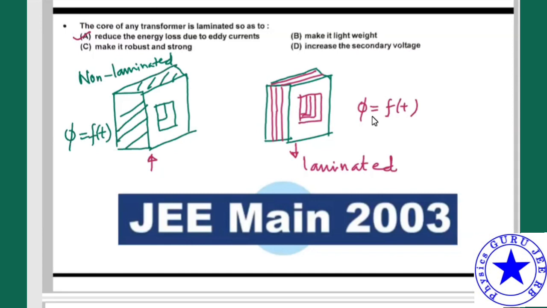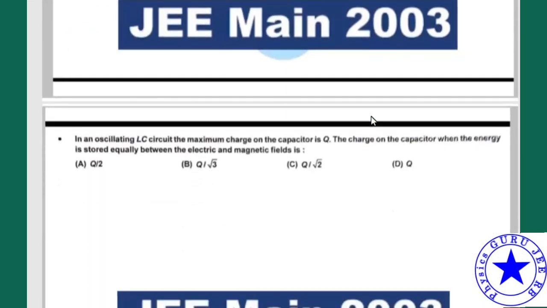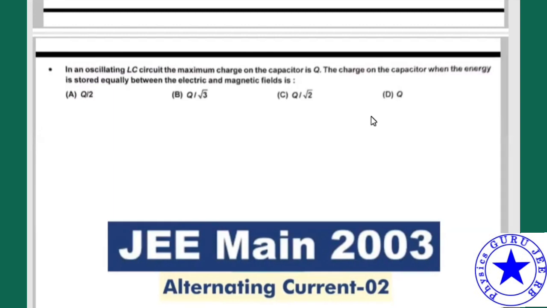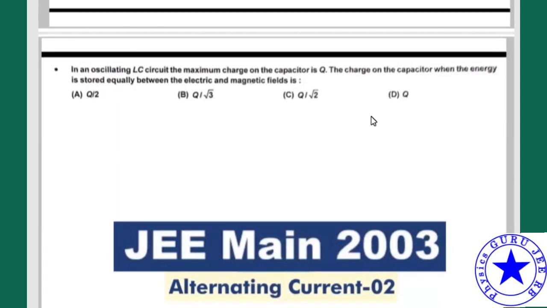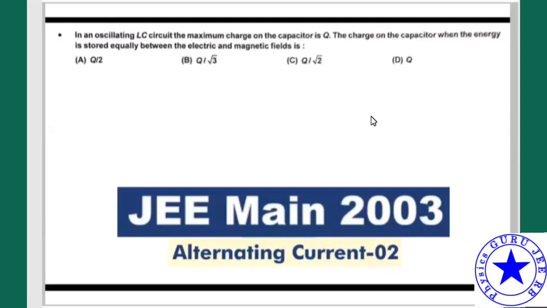Done. Fine. The next one, we'll move to the next one, which is given in JEE 2003 question, right? You can see in an LC circuit the maximum charge on the capacitor is Q. Find the charge on the capacitor when the energy is stored equally between the electric and magnetic fields.